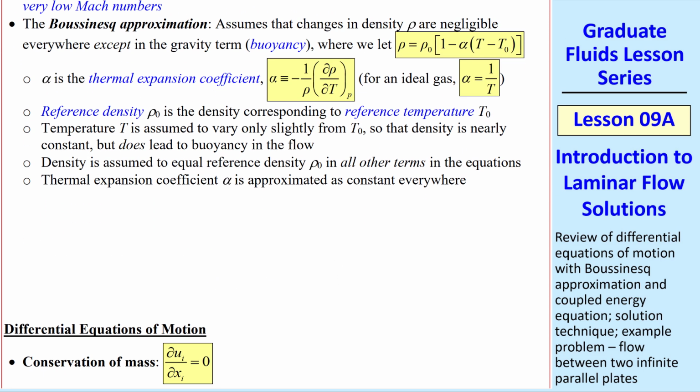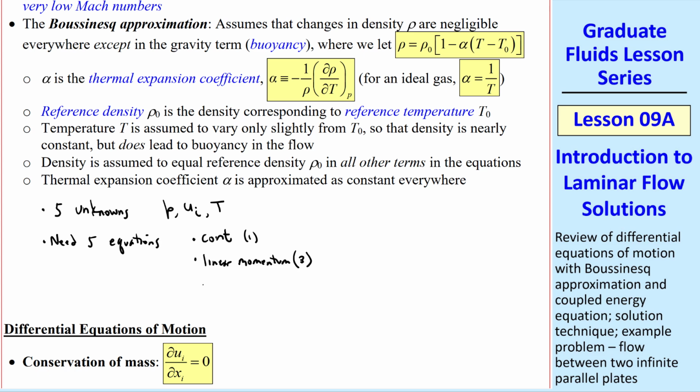With all these approximations, we have 5 unknowns: pressure, 3 components of velocity, and temperature. Thus we need 5 equations. We have continuity, which is a scalar, linear momentum, which is a vector, and one of our forms of energy equation, which is a scalar. Thus we have 5 equations and 5 unknowns. We also need boundary conditions, and if the problem is simple enough, we can solve it analytically. If not, we have to use numerical methods or computational fluid dynamics.